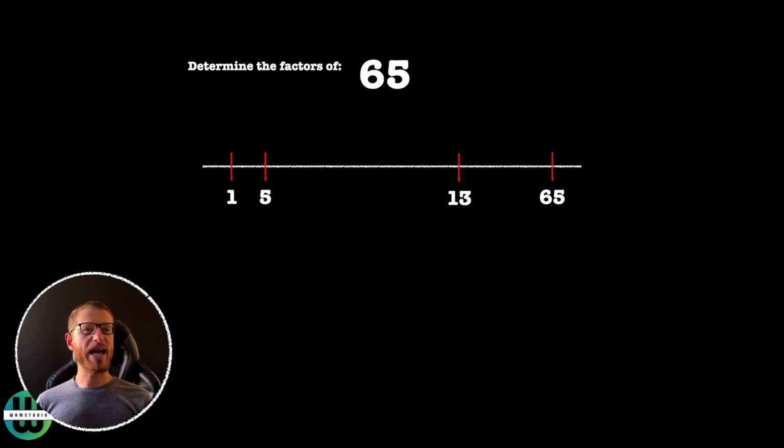In the case where we had 65, here we know that 65 is not a prime number since it has 4 factors. But 5, again, is a prime number since it can only be divided by 1 and itself, 1 and 5. 13 as well. 13 is a prime number since it can only be divided by 1 and 13, or itself.